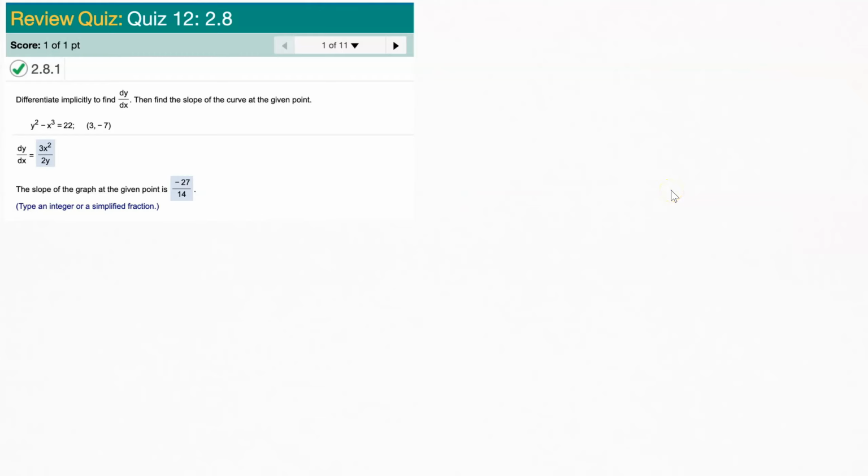Question 1 is giving us this equation to start with right here. Y squared minus x cubed equals 22. And what they want us to do is find dy dx. So that's just the derivative, like we've seen on a lot of earlier problems.